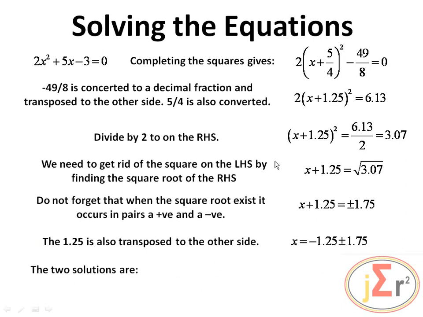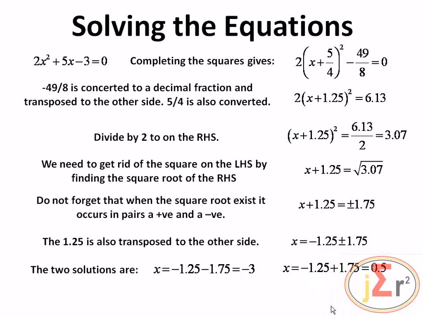So the two solutions are this. The first one is negative 1.25 minus 1.75, and see what we get. We got a negative 3. And the other one turns out to be 0.5. And that we get by saying negative 1.25 plus 1.75.